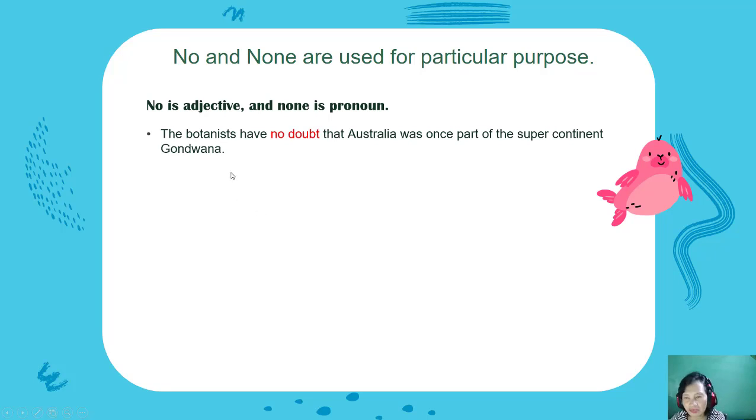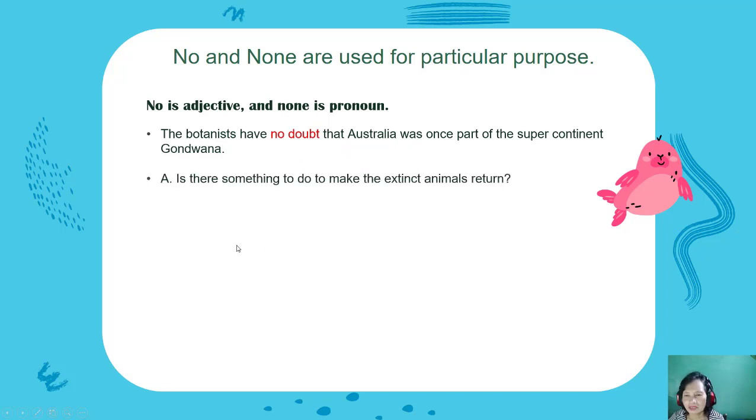The botanists have no doubt that Australia was once part of the supercontinent Gondwana. We have also this actually: the botanists don't have any doubt. If you want to use this, it is okay. Usually it is in more formal writing. Have no doubt. As I wrote here, for a particular purpose we want to emphasize. The botanists have no doubt, and you can have this also: the botanists don't have any doubt.